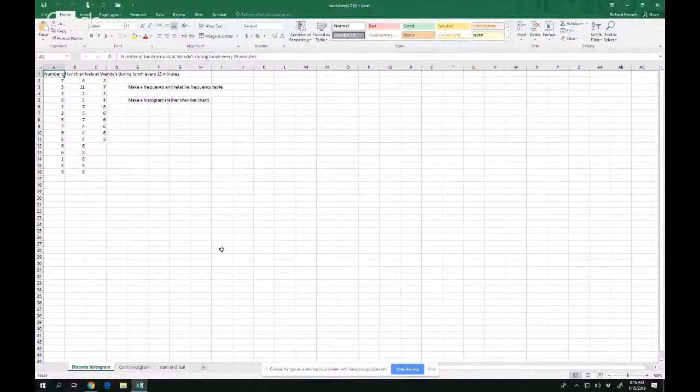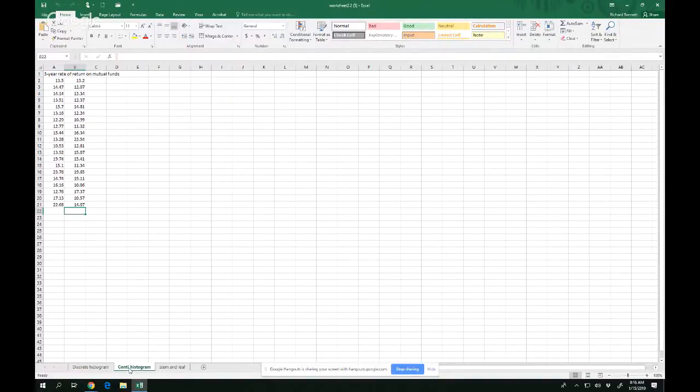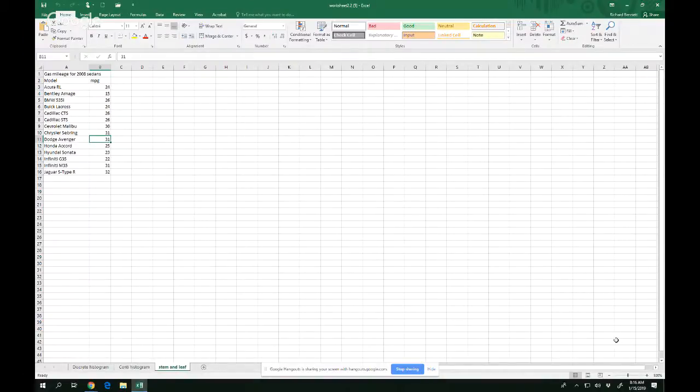All right, so we did the discrete histogram yesterday. Let's do the stem and leaf plot. So if I have some data like this, to be honest, this is actually easier to use on a piece of paper than it is on the computer. I'll show you both ways. But let me slide this over so I can see the data there.